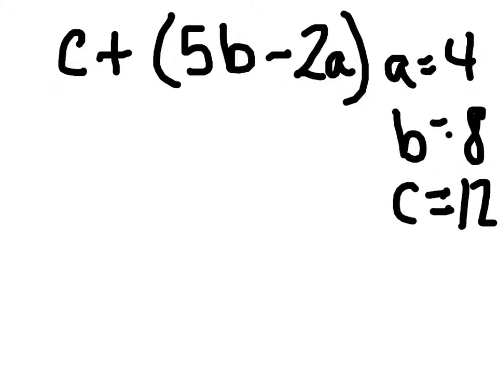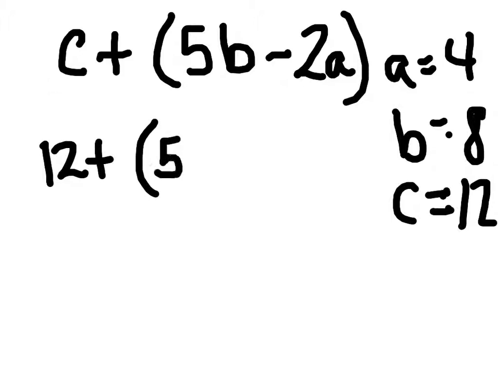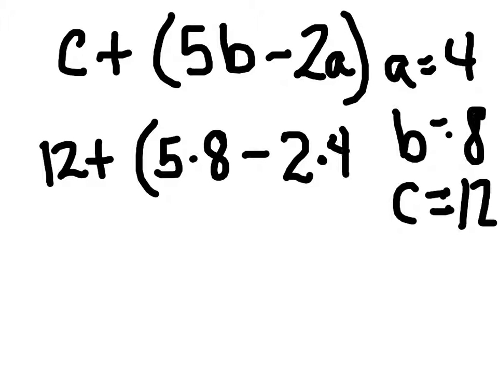Now we're going to substitute in all those values. So we have c plus open paren 5b minus 2a, so the c is 12. So we're going to write c plus open paren 5 times, I'm going to use a dot for now just to mix it up, 5 times 8 minus 2 times a, so 2 times 4, and then close paren.